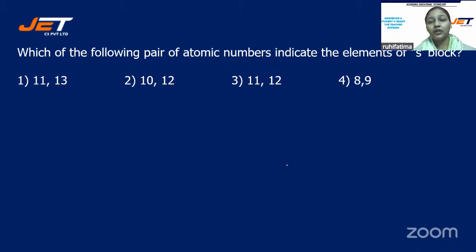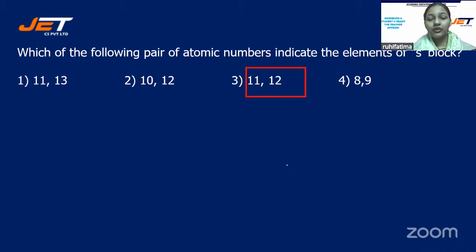Which of the following pair of atomic numbers indicate elements of S block? 11, 13, 10, 12, 11, 12, 8 and 9. Hurry up, students. You have very limited time. Okay. Students, the correct answer for this question is option number 3. Vimala, Srinivas, you are correct. Well done. And those who have selected option 3, those all are correct. On my screen, your name is appearing first. That's why I've taken your name. But those who have selected option 3 for this question, they all are correct students.